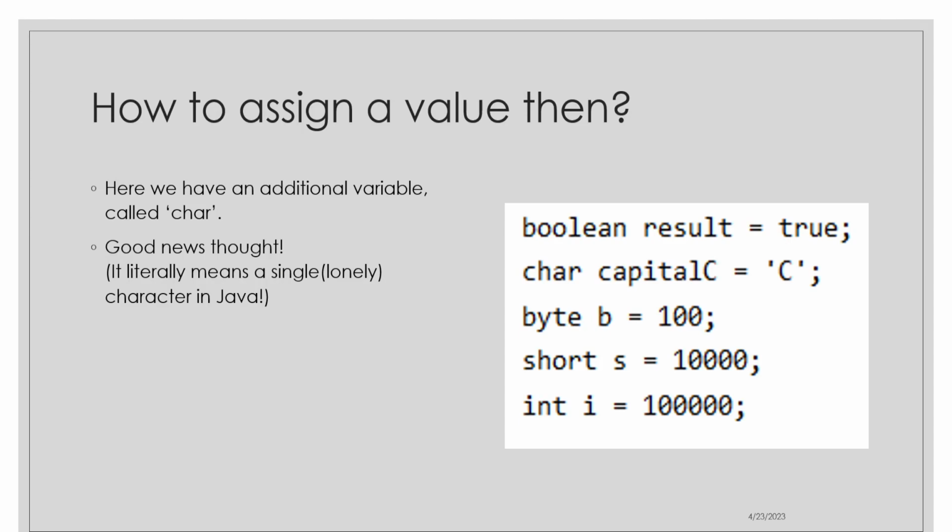Okay, how do you assign a value? Well, the language we're looking at today is Java. So the way you assign a value is first you must type in what type of value you're assigning. For example, here, a Boolean with the name result. So this result is basically the name of the variable and it's equal to true. So the type of variable is Boolean, the name of it is result, and what it contains is true. The next one is a character.